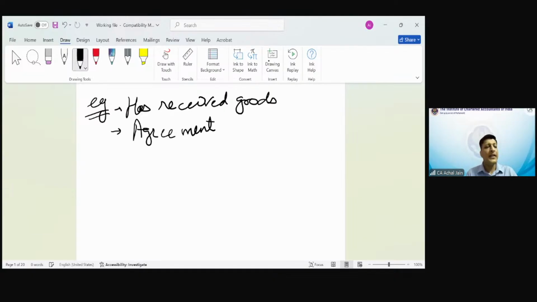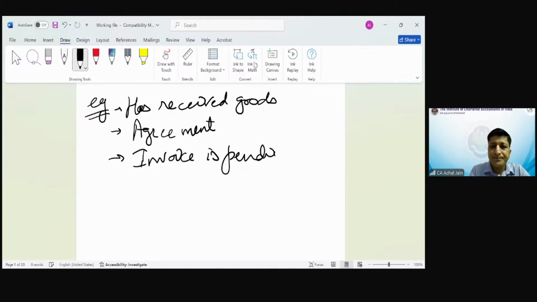Okay, so before executing this transaction, there was an agreement between both the parties, the entity as well as the vendor who has supplied the goods. But as of today, maybe the goods are received today, but as of today, the entity has not received the invoice. Invoice is pending. Okay, invoice in this case is pending.